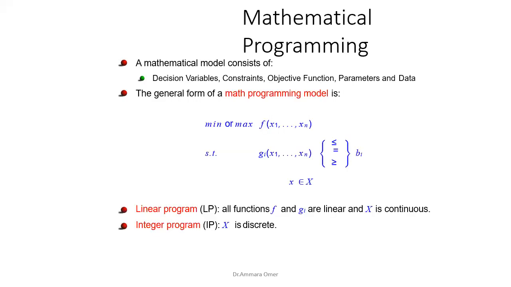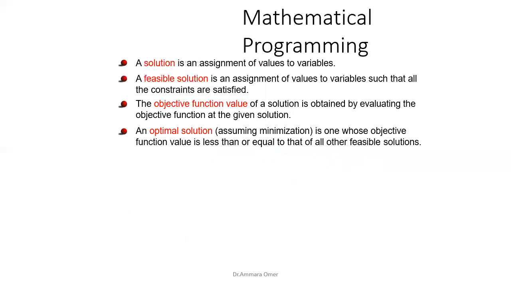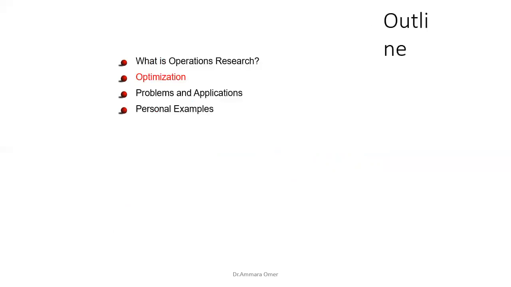Mathematical programming means a mathematical model consisting of decision variables, constraints, objective functions, parameters, and data. Its general form is given on the slide. It may be a minimization or maximization function subject to the constraints. In a linear program, LP, the functions f and g_i are linear and x is continuous, and in an integer program, x is discrete. A solution is an assignment of values to variables. For a feasible solution we find the objective function value, and then we find the optimal solution.